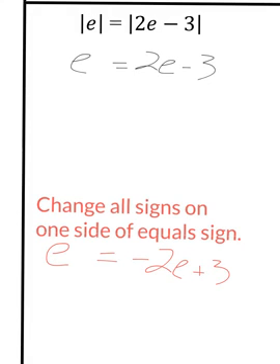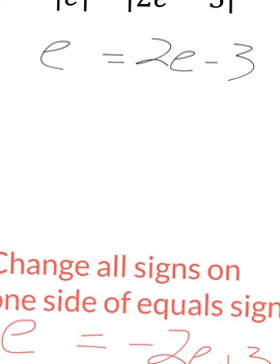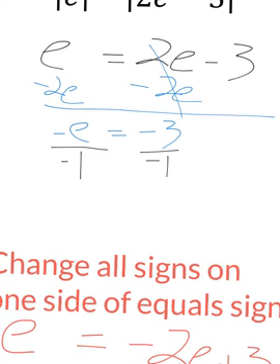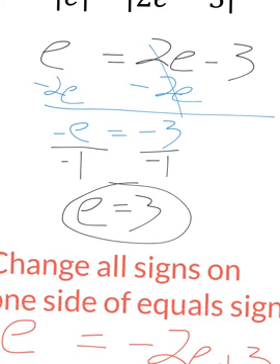So now that I have these set up, I'll go ahead and solve them. If I have e equals 2e minus 3, I need to get all my e's to one side, right? So I got e minus 2e, that's going to be negative e equals negative 3. If I am trying to get rid of a negative by a letter, I should divide by negative 1. And so I get positive e equals positive 3.